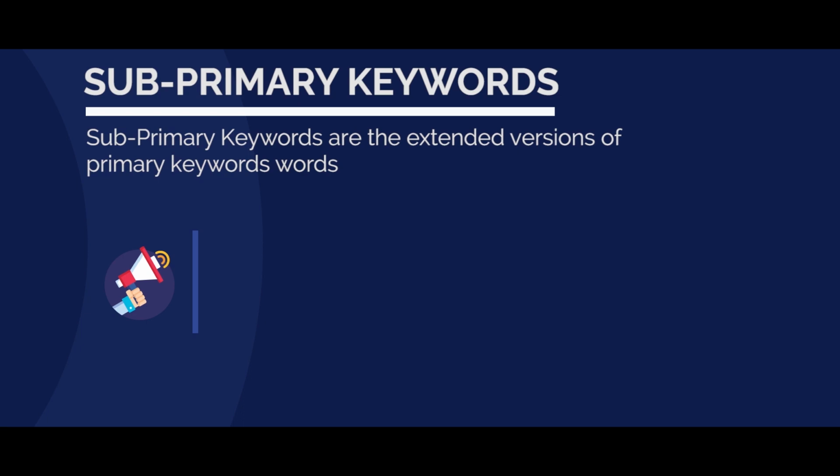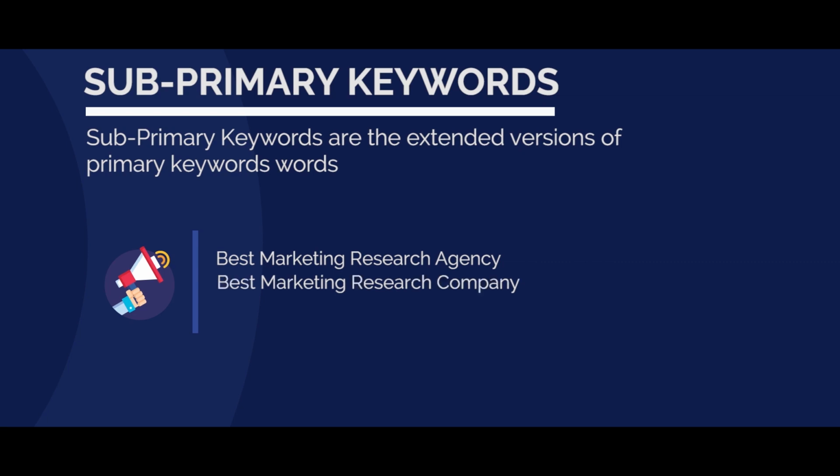Now we have the second type of keywords, that is sub-primary keywords. Sub-primary keywords are an extended version of primary keywords. Here you expand your primary keywords like best marketing research agency, best marketing research company, best marketing research services, and so on.